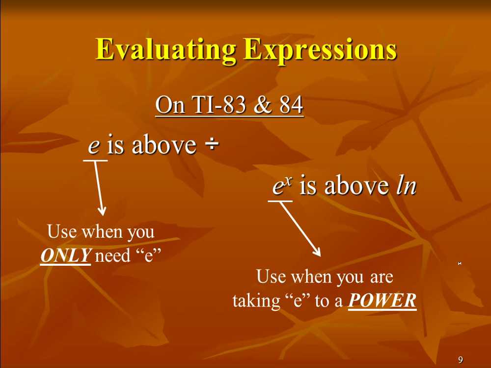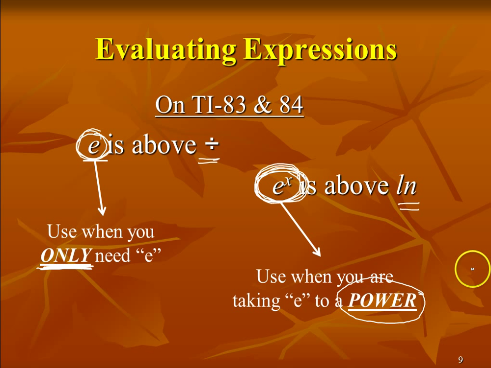Now, you have two buttons on your graphing calculators. You have an E button, that's right above the division, and you have e to the x, which is right above the ln button. Make sure you find both of those buttons. E is going to be used when you only want E. If you want a power, you're typing the e to the x button. That's going to ensure that you can plug in that power. So you've got two different buttons that you can use depending on what kind of question you have.